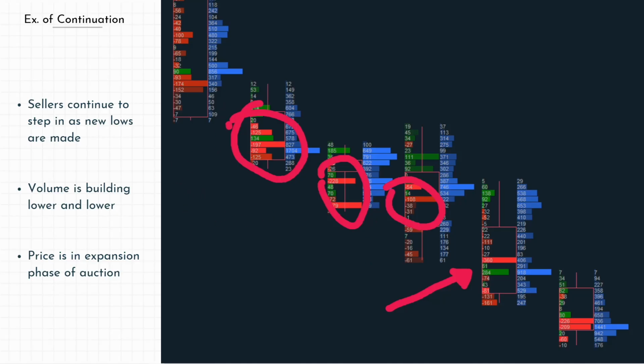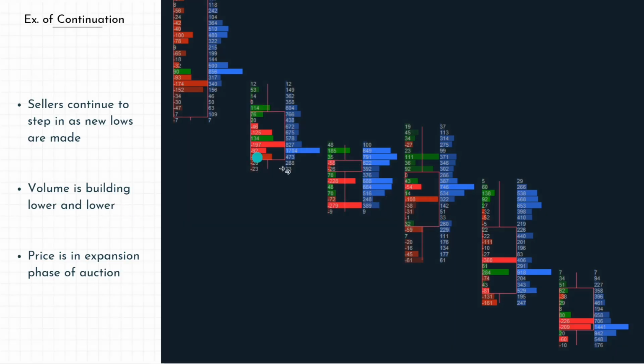So in this one, in continuation in downtrends, every time there's new lows being made, you want to see more sellers, more sellers. That's just showing you intention. They're willing to sell lower and lower and lower. They're not getting exhausted.